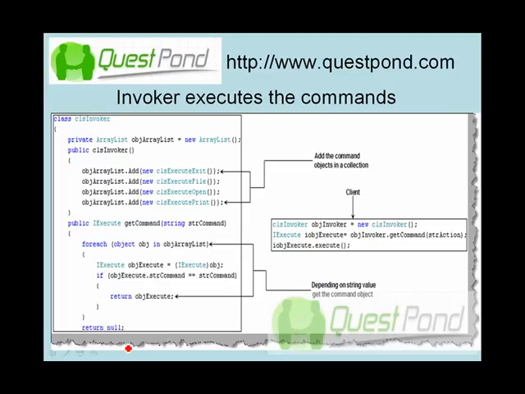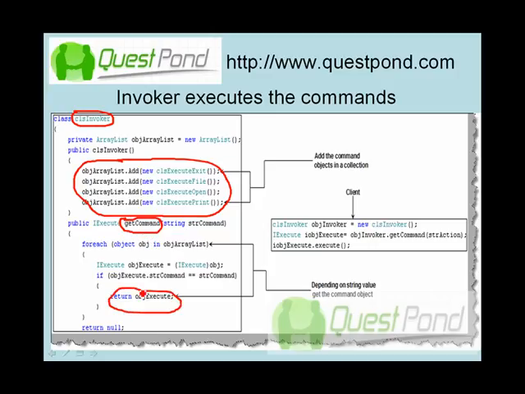Now we also need an invoker class which will hold the collection of these commands. So I've created a simple invoker class. This invoker class helps us, depending on what the action is, to get that action object so that we can execute it. I've added all the actions into one array list, and I have a get command method in my invoker, which will help me get the actual object depending on the command we need.